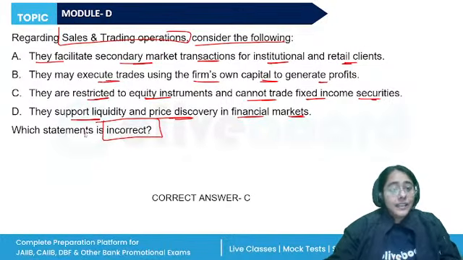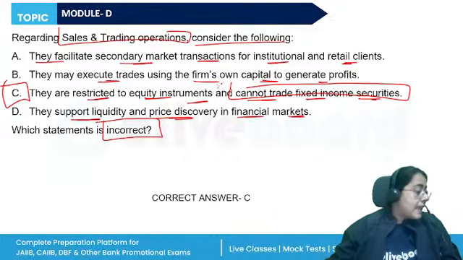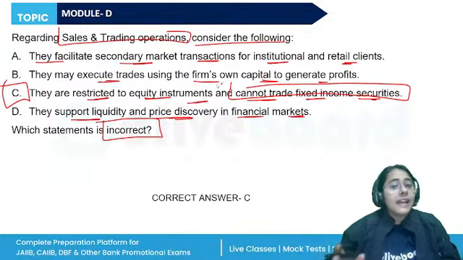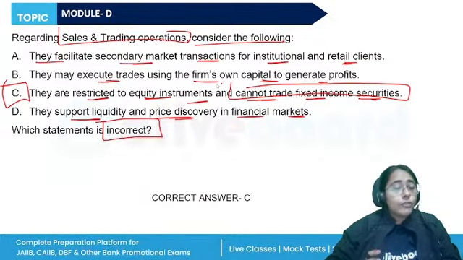Yes, the incorrect statement is that it is restricted to equity instruments and cannot trade fixed income securities. No, they can trade both equity instruments as well as the fixed income securities. Okay, so you need to mark the incorrect statement. The incorrect statement is C.